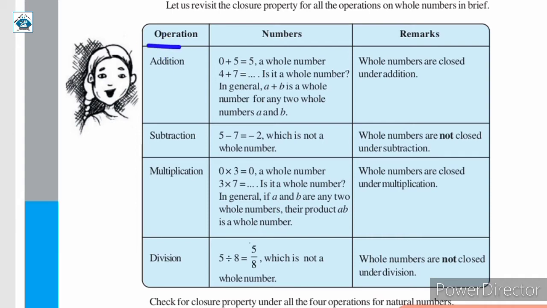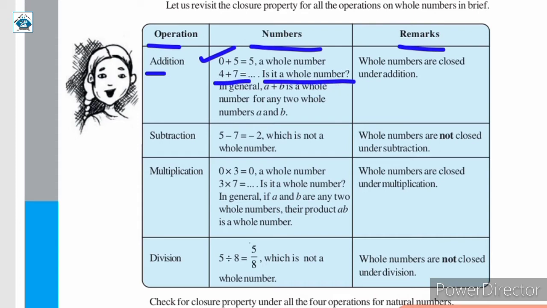So here you are given the operation and the numbers, and here we can read the remarks. So first of all, it is addition. Here we are told 0 plus 5 is equal to 5 is a whole number, and 4 plus 7 is equal to 11. Here we are asked, is it a whole number?